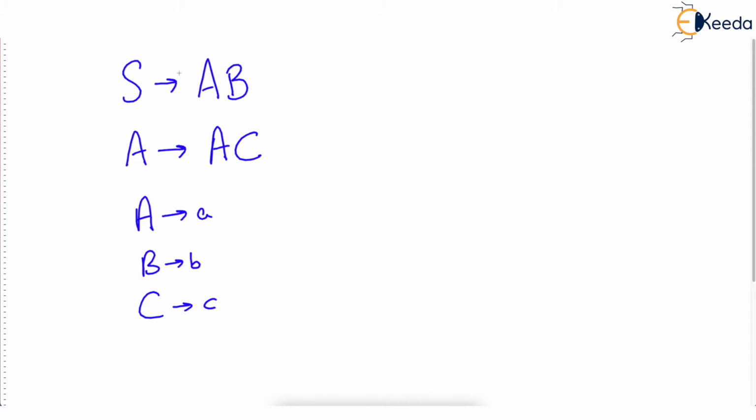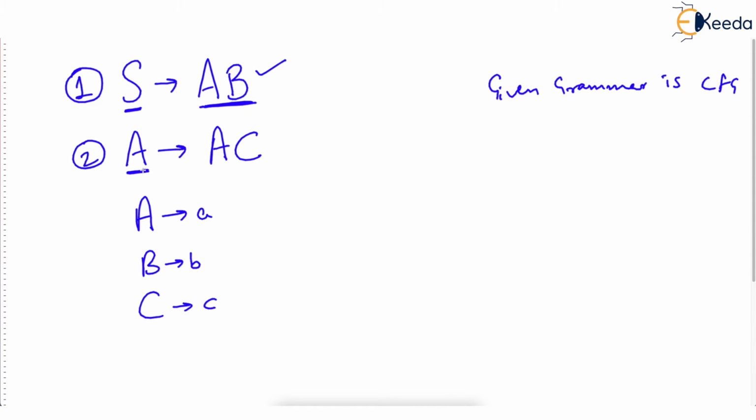So if I show you this grammar, you should first instantly say that the given grammar is context-free grammar, is CFG. But note, every production has a non-terminal on the left and two non-terminals on the right. So isn't this in CNF? Yes. Check this production. It has a non-terminal on the left and exactly two non-terminals on the right. This is in CNF. Check the third production. It has a non-terminal on the left and exactly one terminal on the right. This is also in CNF.